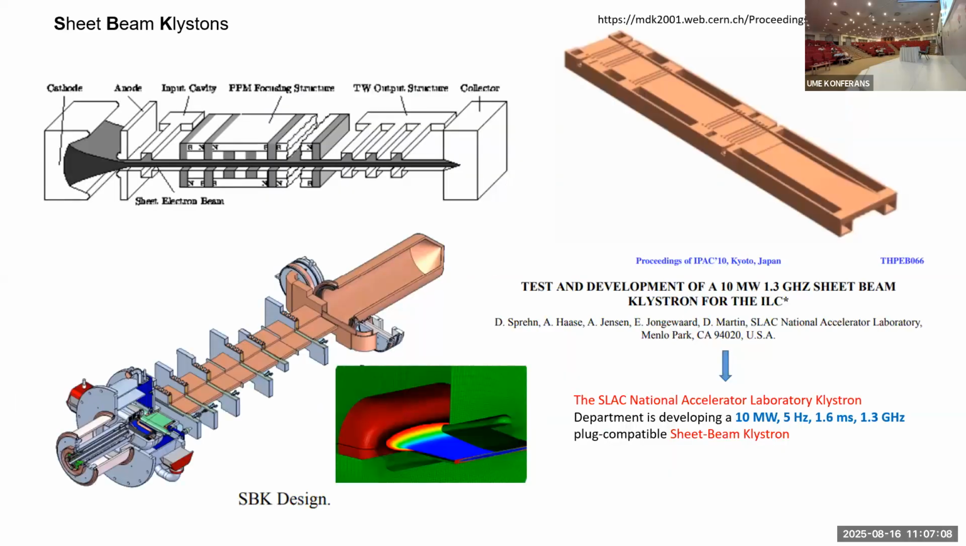Another one, I don't know how to use it, sheet beam Klystron. The main problem in here is the cathode. You make a sheet beam electrode cathode, and other things are the same. That's a solid model, but it will be machined easily.